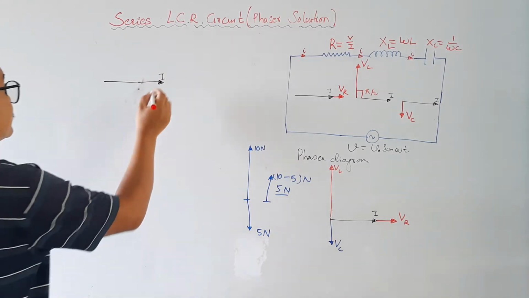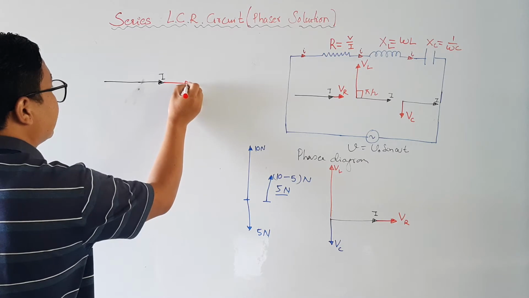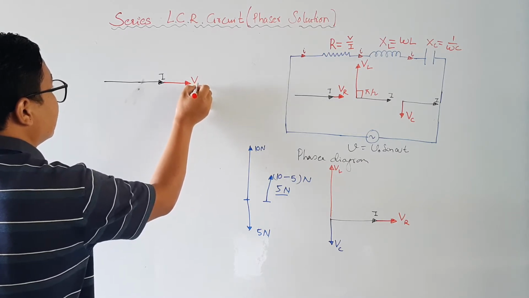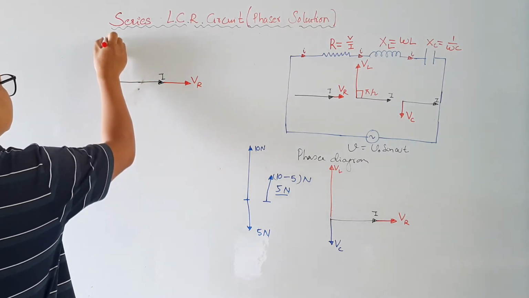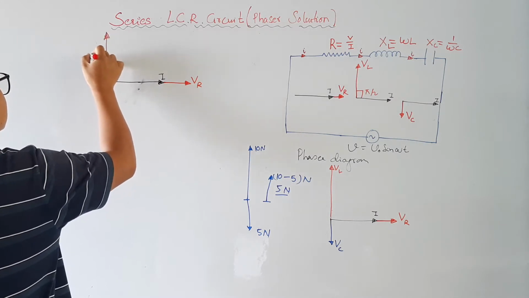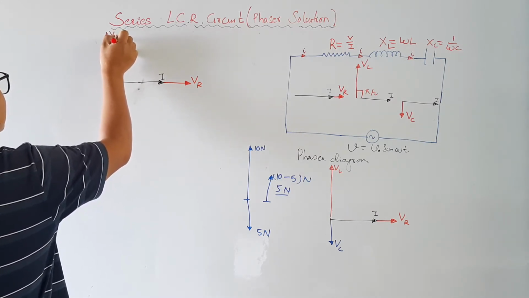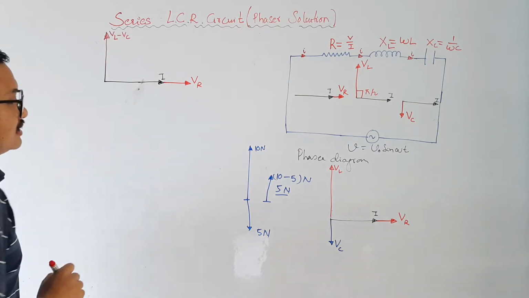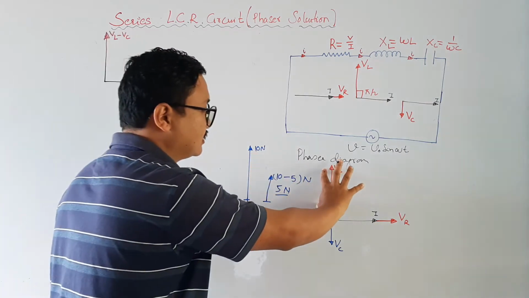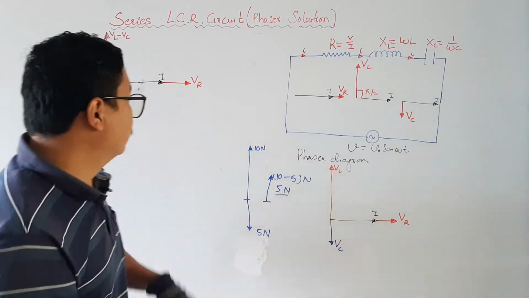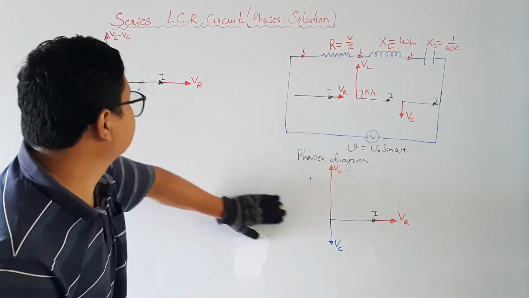I, and I is common, so there is no IR, no IC, etc. So this is VR, and this vector is VL minus VC, isn't it? Like this one, because this is large, this is small, and opposite. So these two are the vectors now.